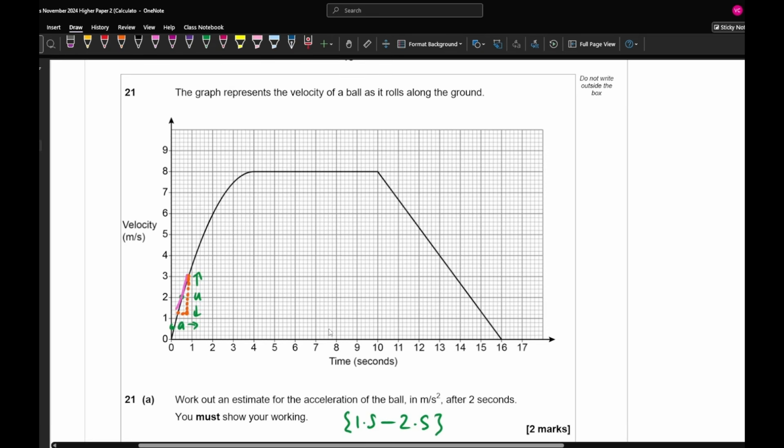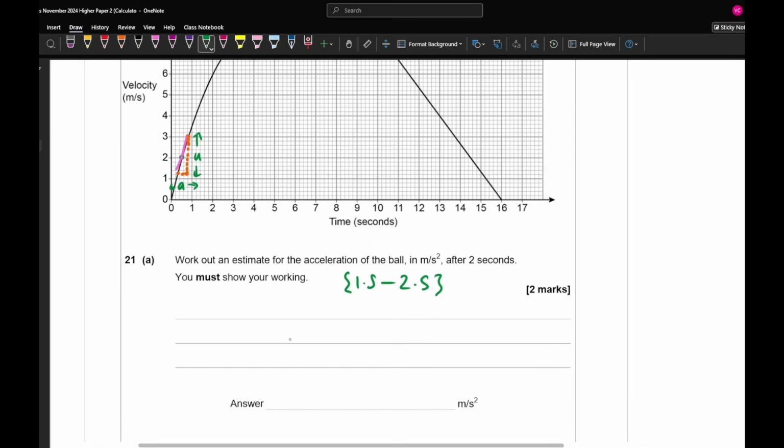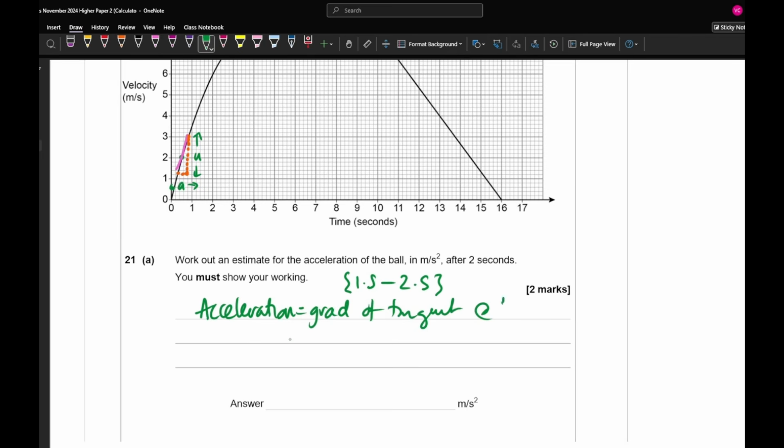the marks for the acceleration, because acceleration is the gradient of a velocity time graph. So if I just write that down, acceleration equals the gradient of the tangent at 2.